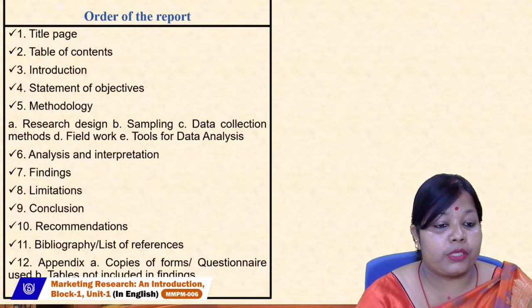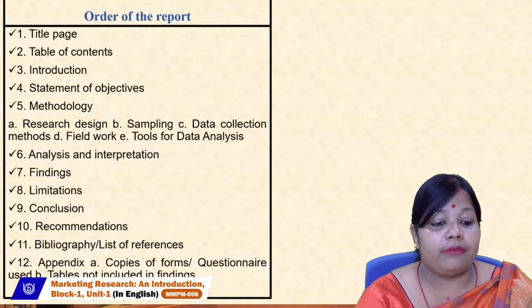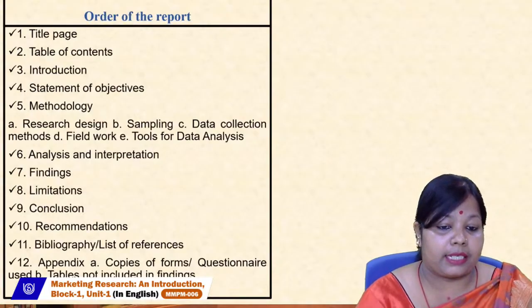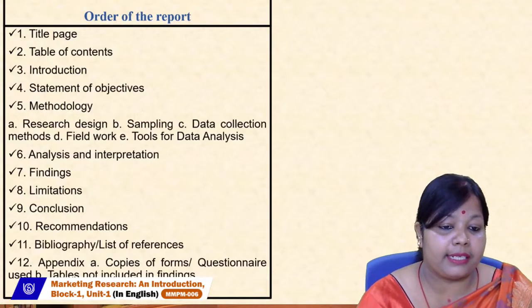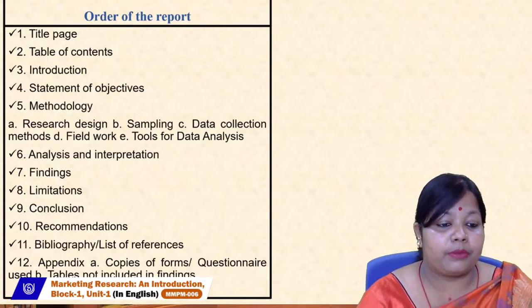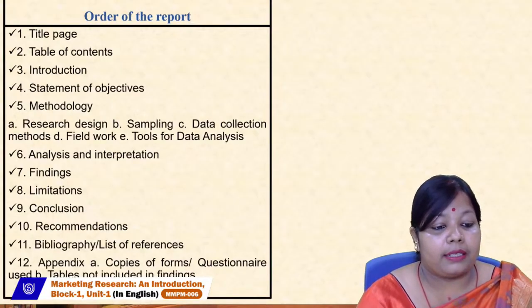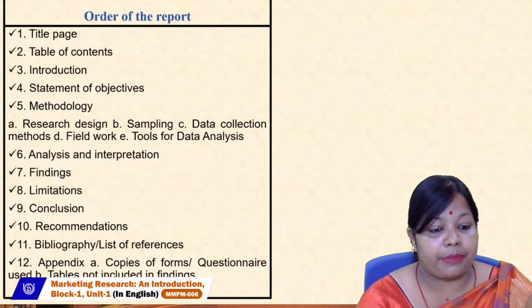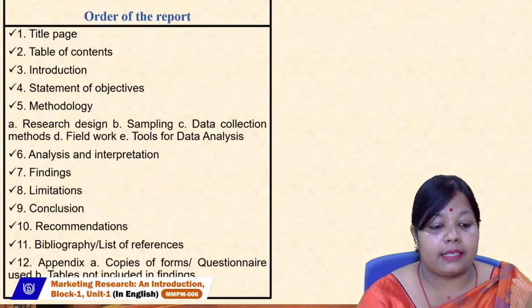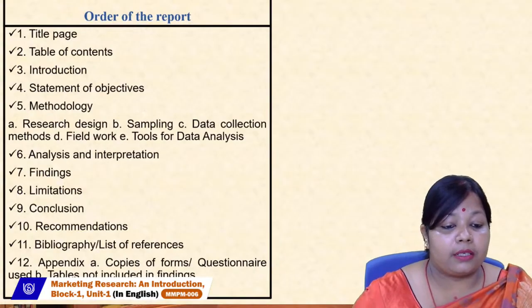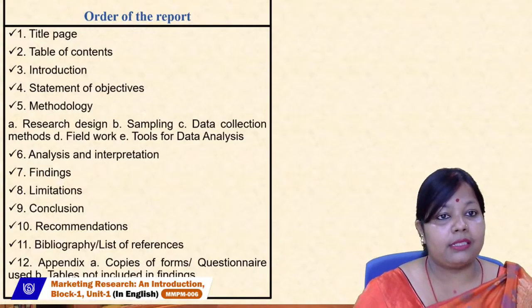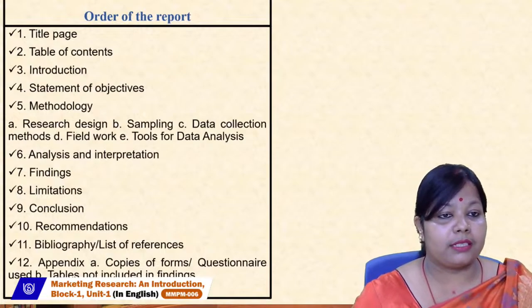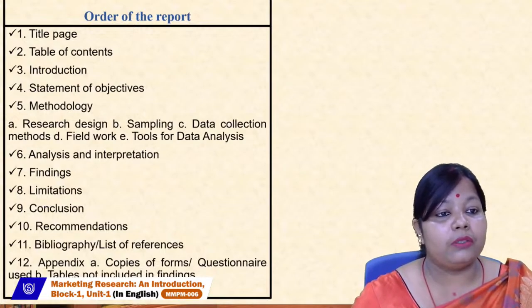Then conclusions at the end, then recommendations if any, then the bibliography or list of references which we have taken or studied to understand our study. Then the last is the appendix or a copy of the forms or questionnaire used. Then second is tables not included in the findings. So this is the order of the report. These are the points to be placed according to the order.